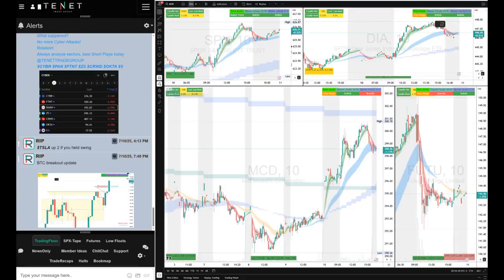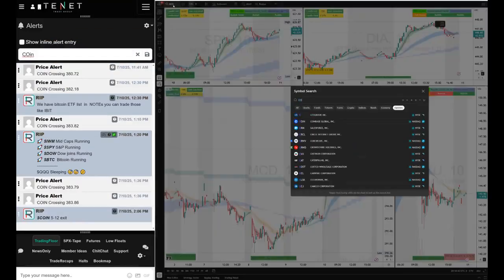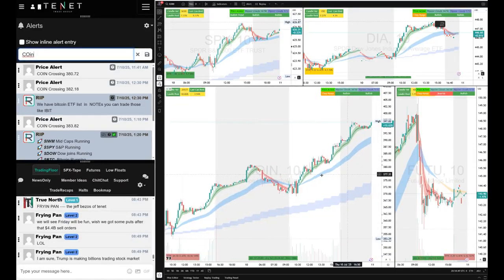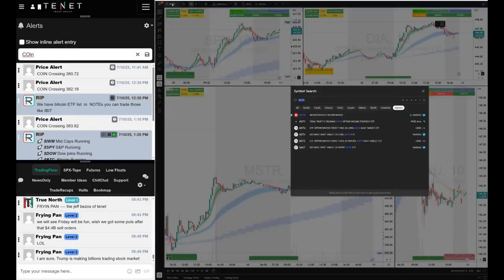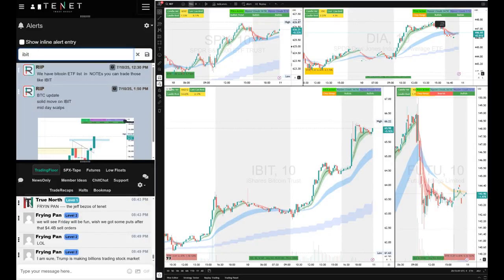How do you make money? You trade the Bitcoin names. You trade COIN. So what was COIN? COIN was the call right here, the long on COIN. I had given a 385 target to the traders on COIN, and you could trade MSTR. That was a beautiful call. But I told the traders to trade IBIT. Trade IBIT, because this was a breakout right here.